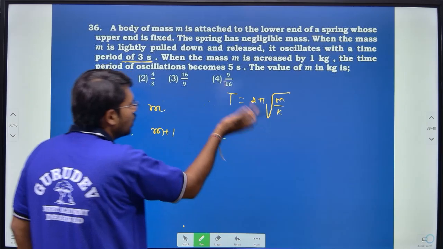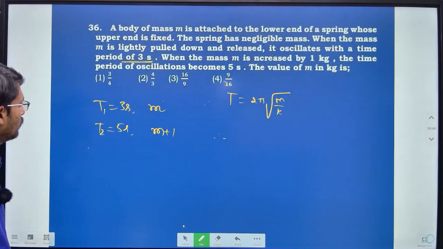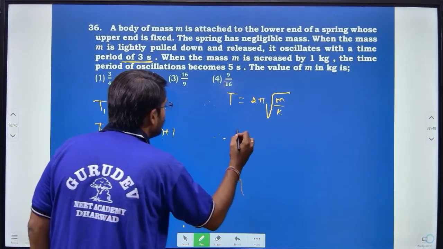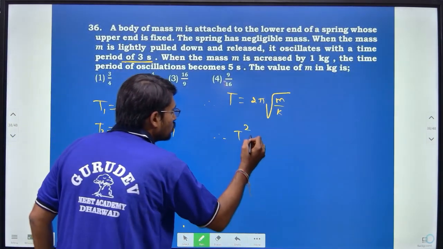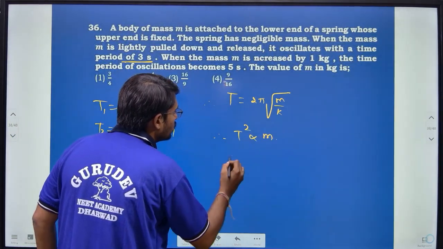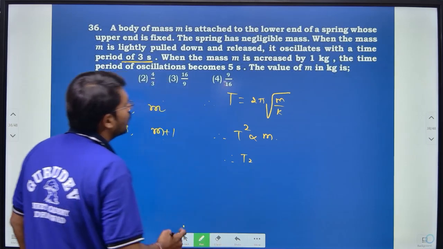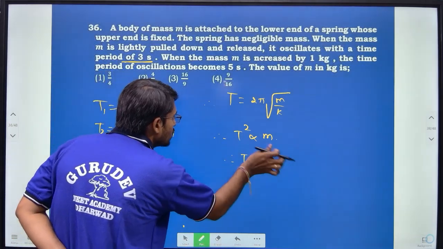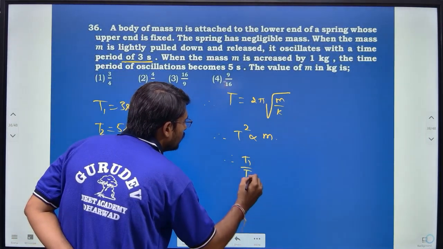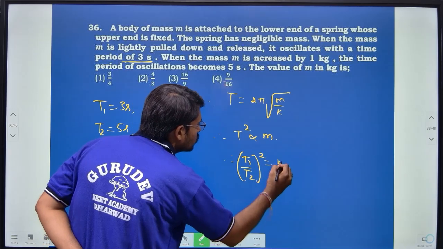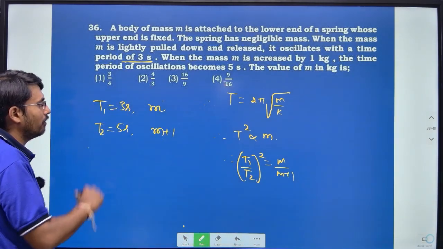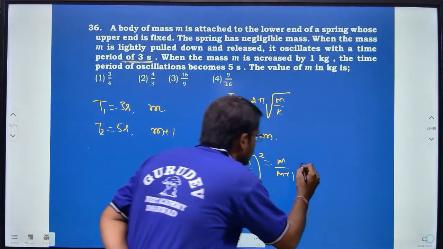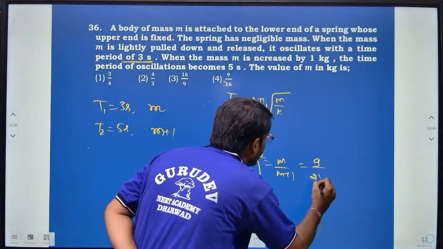Therefore T square is directly proportional to m. So I write T1 divided by T2, whole square, equals m divided by m plus 1. What is T1 by T2? That is 3 by 5. 3 by 5 whole square is 9 divided by 25.